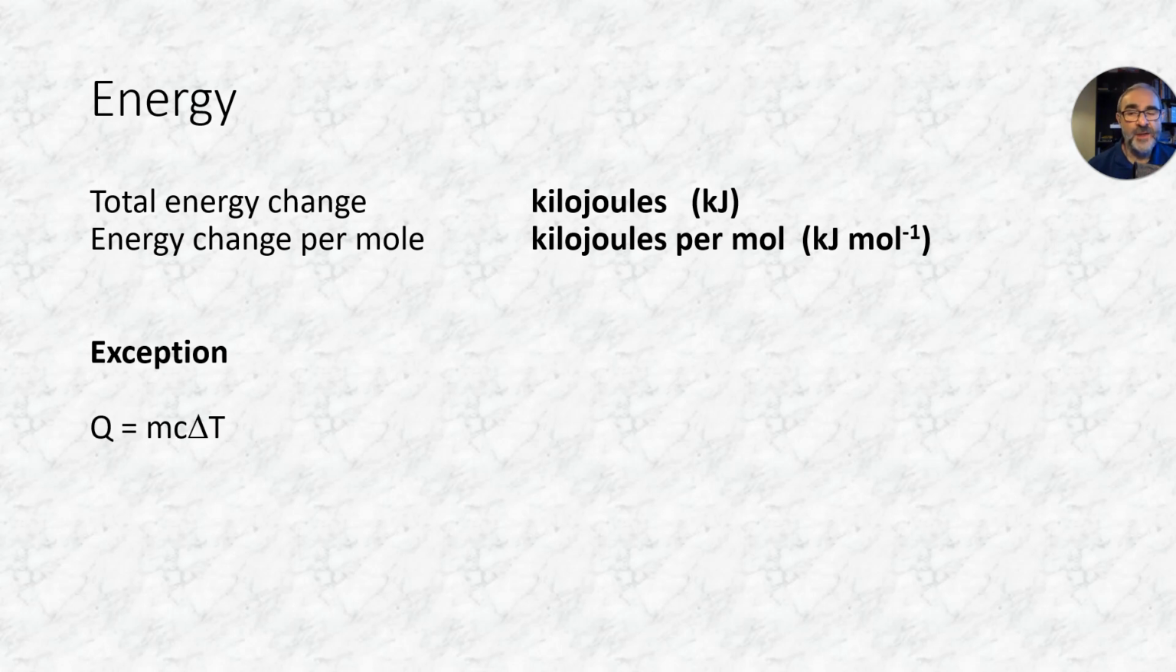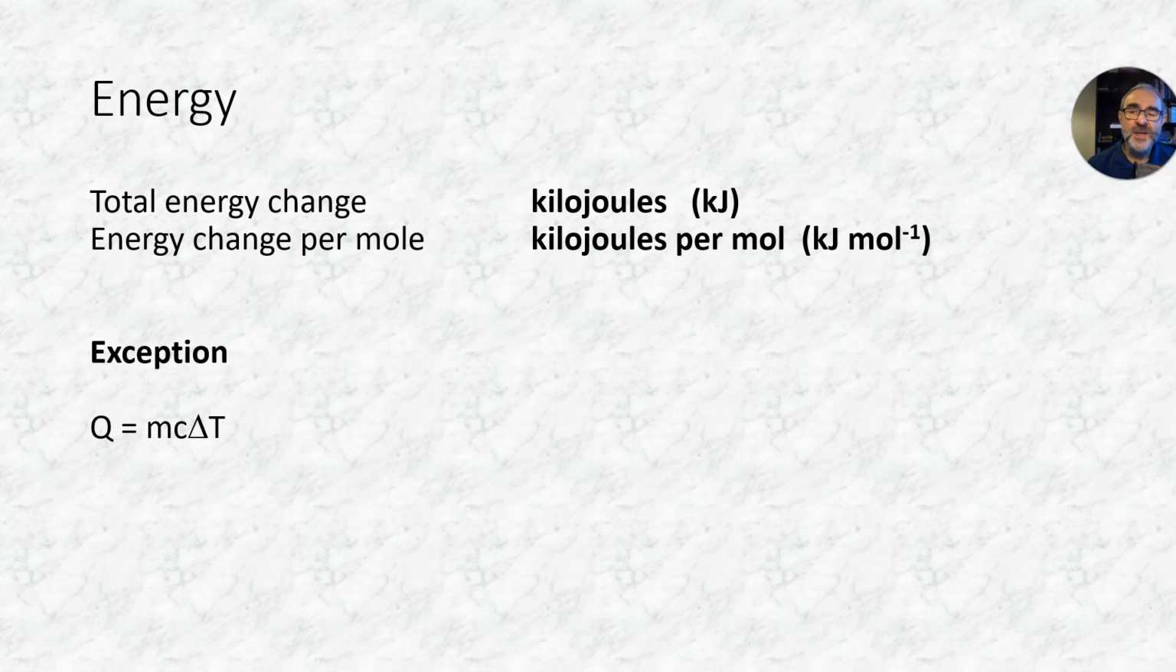There is one exception, and that's when we're using this equation Q = mcΔT, c being the specific heat capacity. This is the equation that you use when you're calculating the energy change when you do an experiment with a calorimeter.